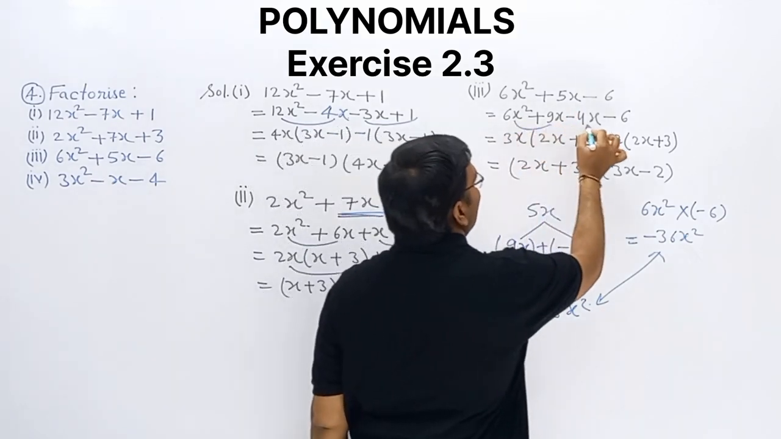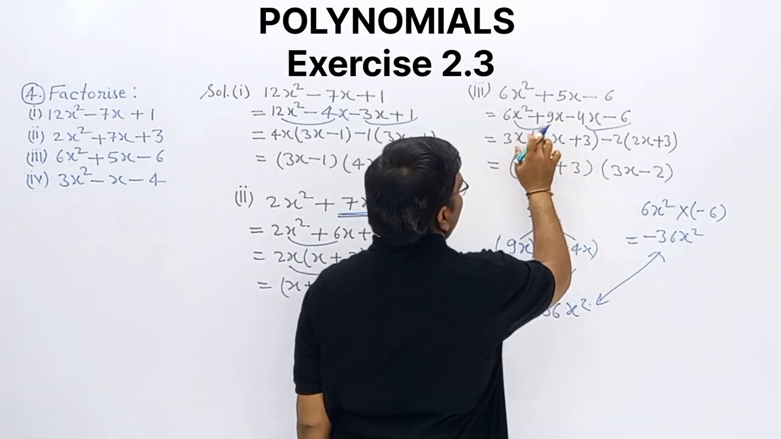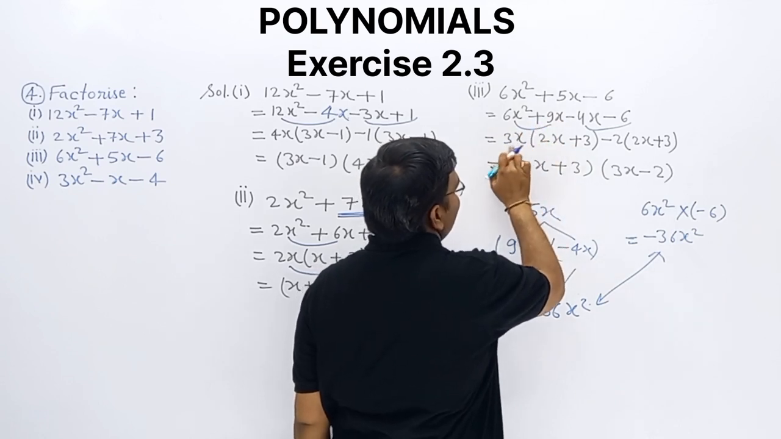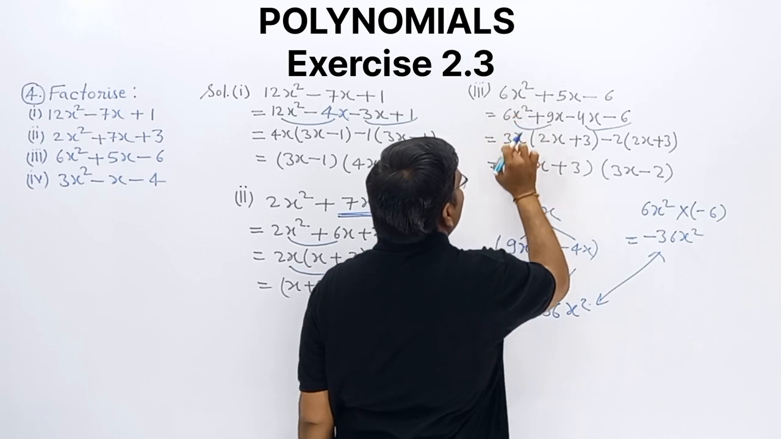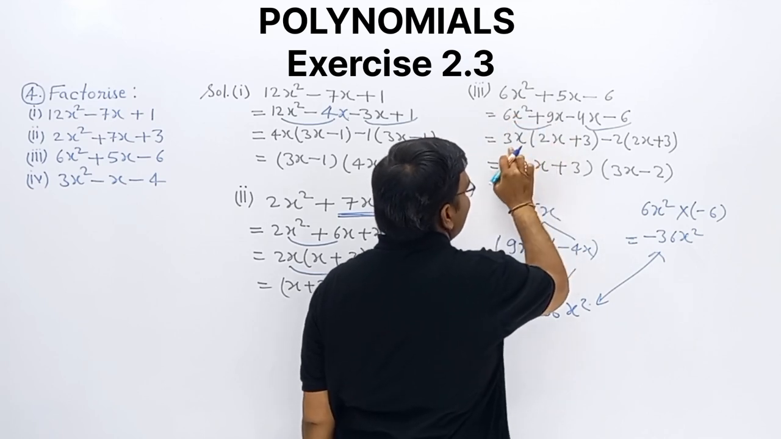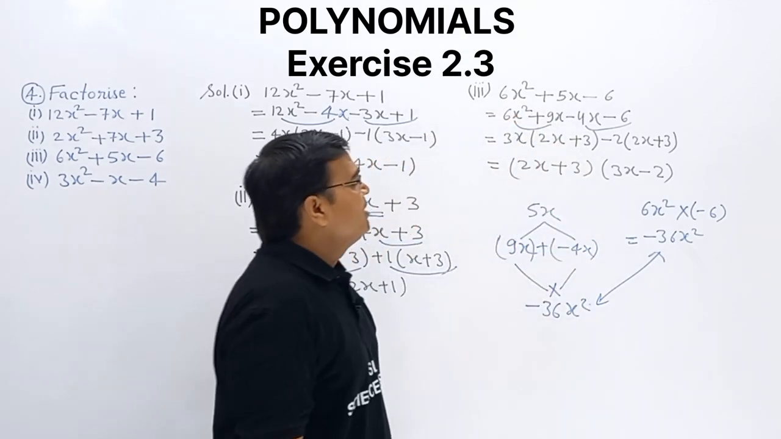Take common in the first two and last two terms. What is common? Both are divisible by 3, so we can take 3 outside. x is common, so 3x. What is remaining? This number divided by 3x gives 2x. This number divided by 3x gives 3.